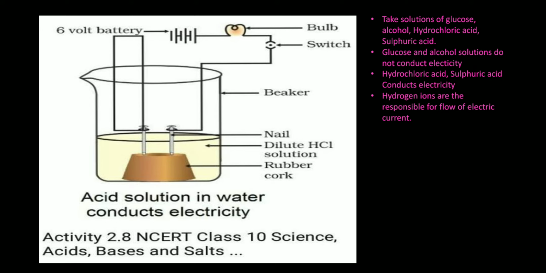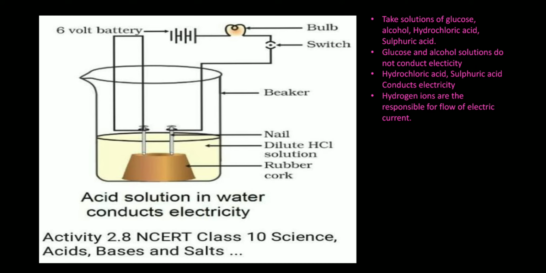These H+ ions are responsible for the passage of electric current through the solution. That's why in the case of hydrochloric acid and sulfuric acid, the bulb will glow. But in the case of glucose and alcohol, they do not conduct electricity. Why? Because when glucose and alcohol are mixed with water, they are unable to form ions. If there are no ions, there is no conduction of electricity, meaning there is no passage of electric current, because there are no ions.